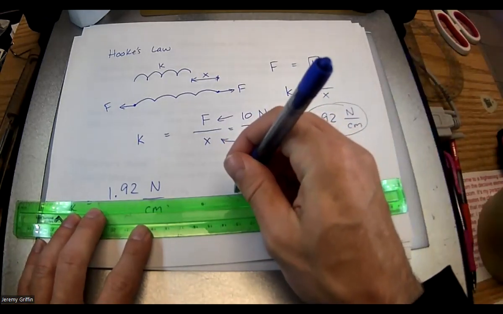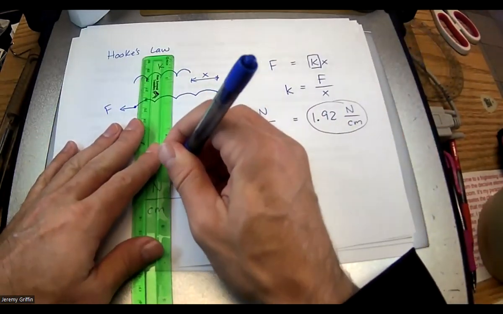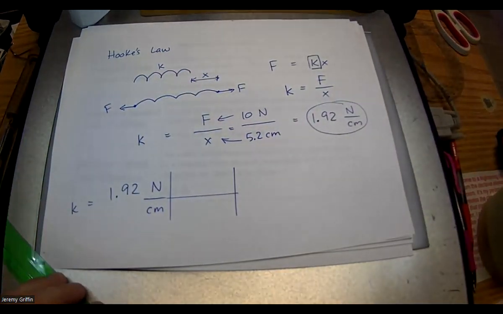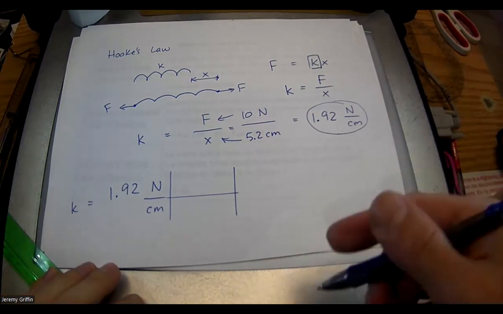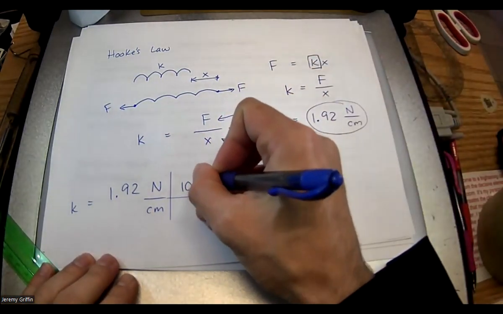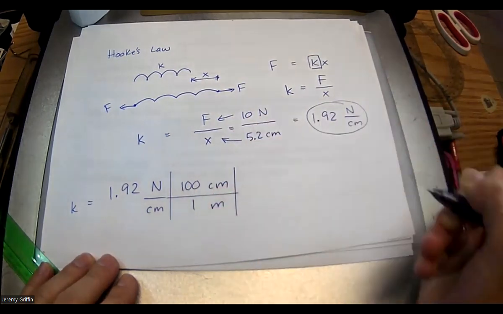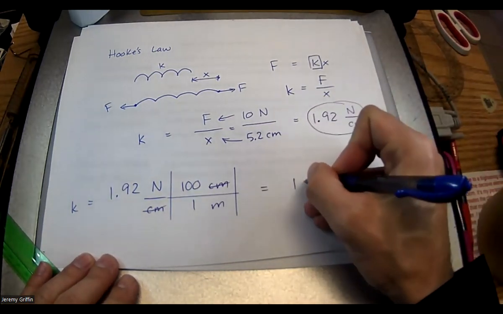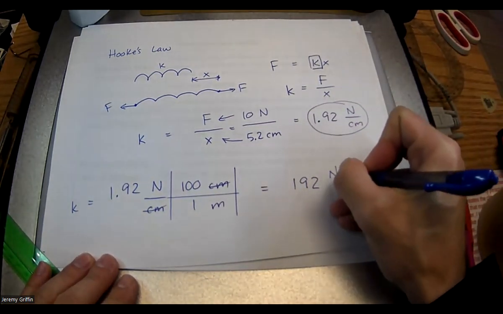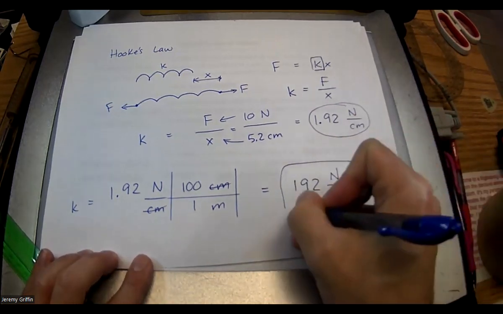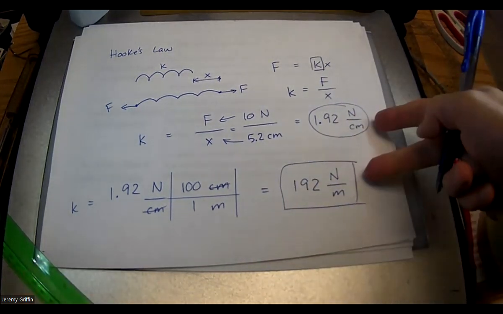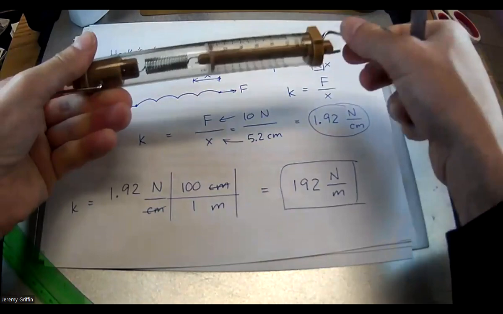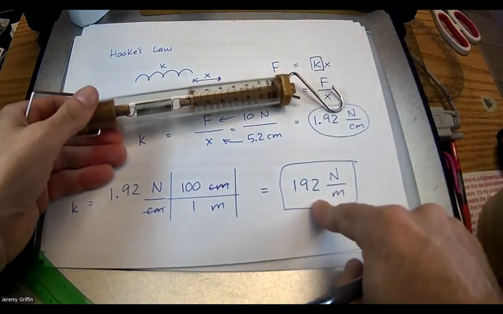You guys remember dimensional analysis? Railroad tracks? You guys remember that? Right? How many centimeters in a meter? 100, right? How many cents in a dollar? 100, right? Are there 100 centimeters per 1 meter? Is that true? Right? 192 newtons per meter. There you go. Actually, these are both valid ways to express the spring constant in this spring scale. Like how stiff is the spring? 192 newtons per meter. Okay.